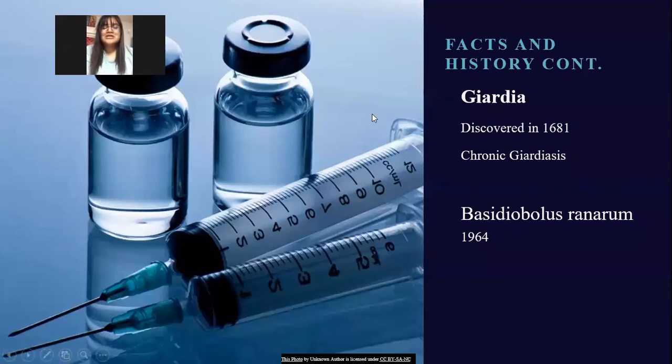Giardia was discovered in 1681 by Anthony van Leeuwenhoek. Giardia symptoms may persist for around 2 months if left untreated. A small amount of people can develop long-term giardiasis, which can last up to 2 years. Basidiobolomycosis was discovered in 1964 after a presumed case was reported of a 6-year-old boy. Since then, well-documented cases have been reported worldwide.